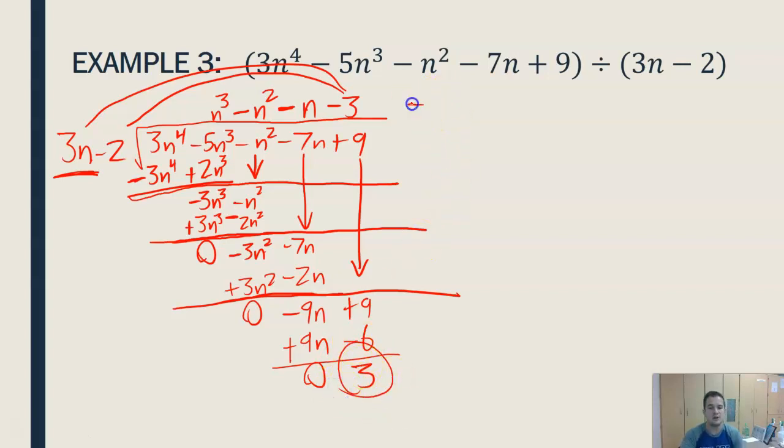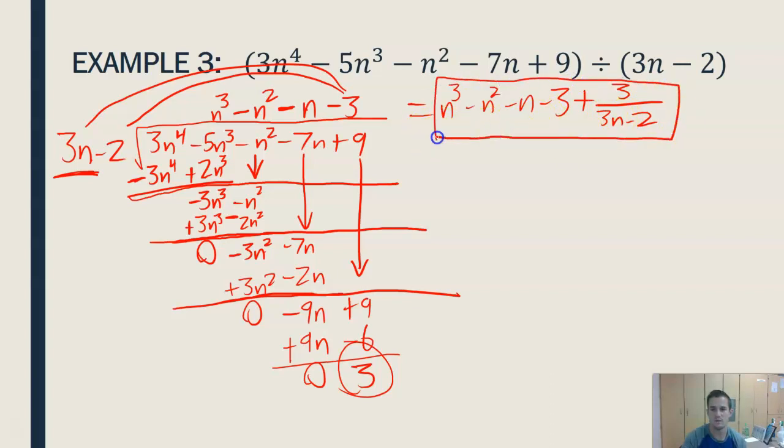So my answer here, when I divide 3n to the fourth minus 5n cubed minus n squared minus 7n plus 9 by 3n minus 2, I get n cubed minus n squared minus n minus 3 with the remainder of 3. So I'd write this as 3 over 3n minus 2. My remainder is 3, so I'd write it over my original divisor. n cubed minus n squared minus n minus 3 plus that is my final answer.